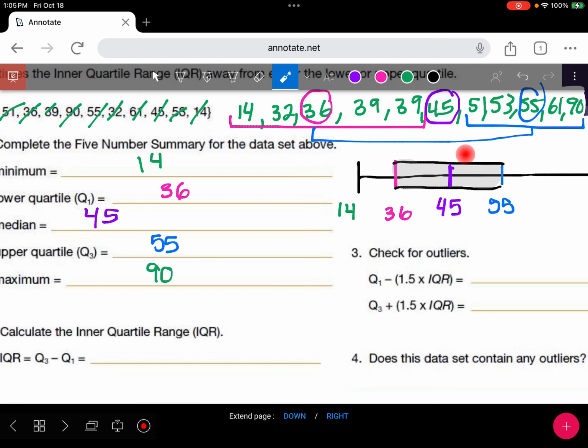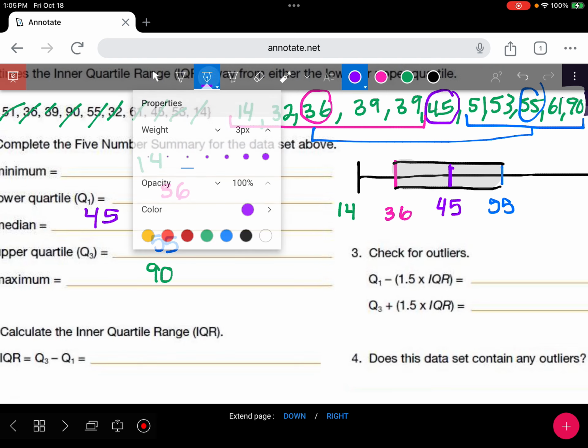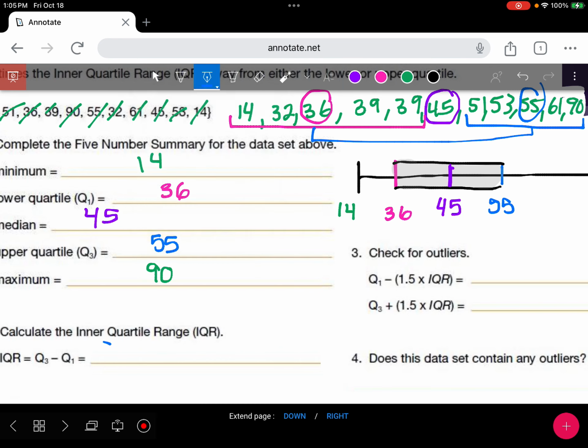How far apart are they? Yeah, it's literally the width of the box. It's how many spaces? 55 minus 36. So we subtract them. That is called the interquartile range. 55, and we're going to minus our 36. So our interquartile range is 19.